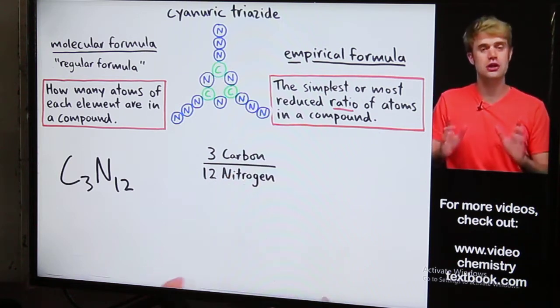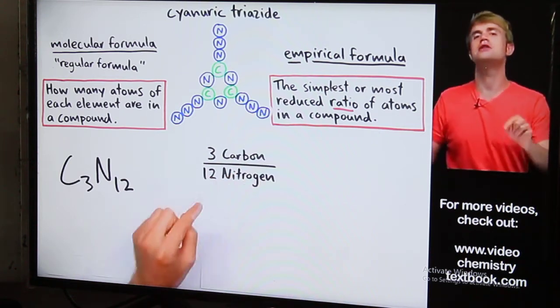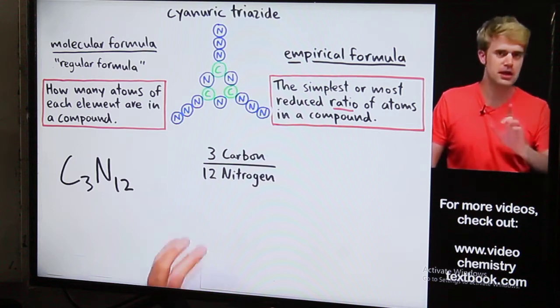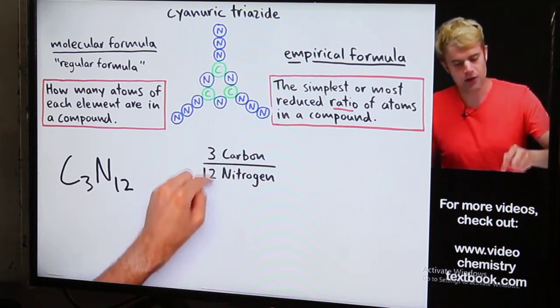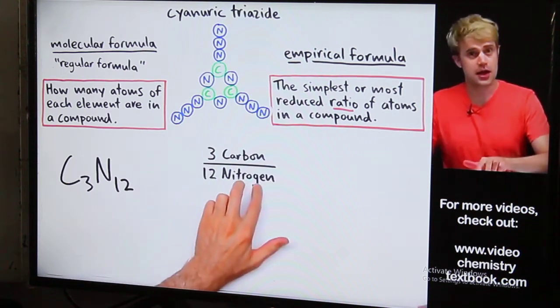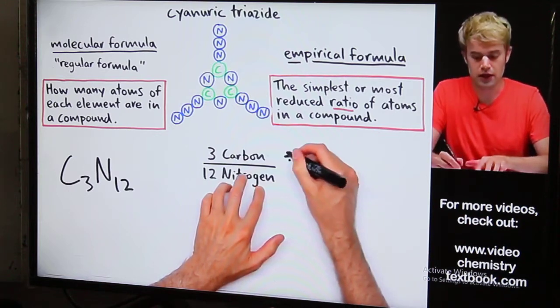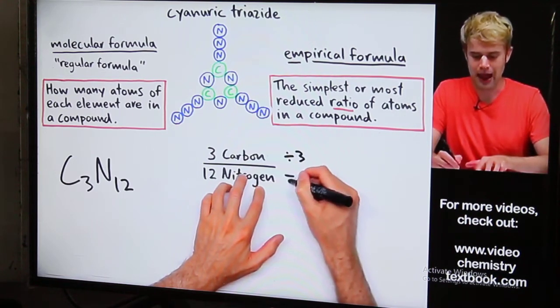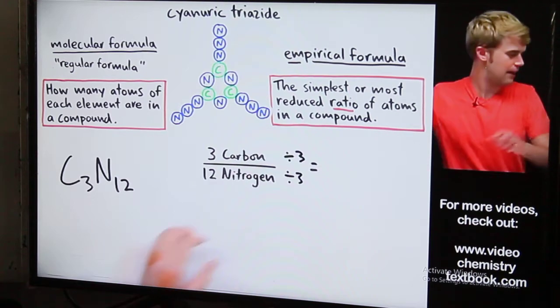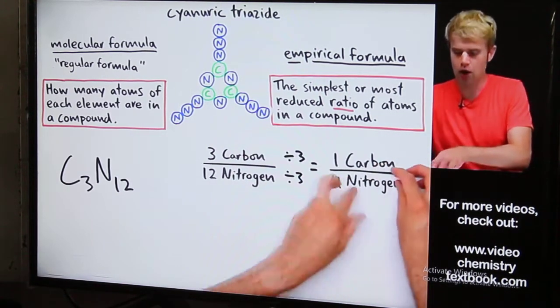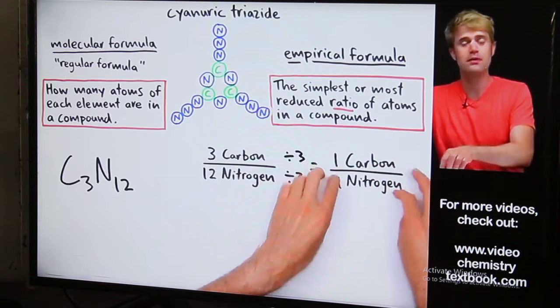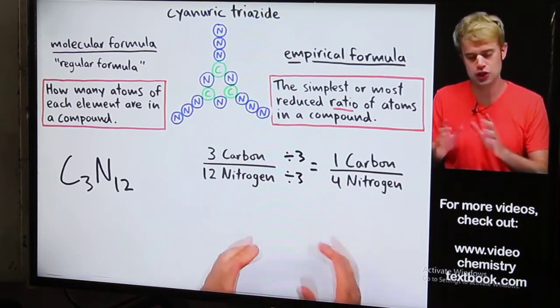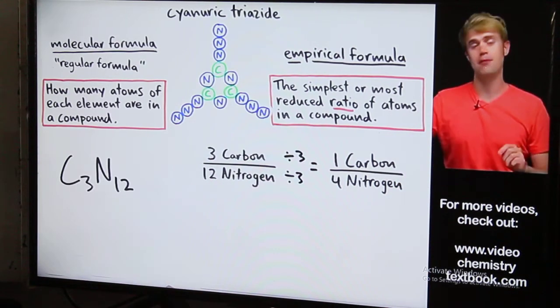And we want to ask ourselves, how can we simplify this as much as possible? What's the biggest number that we can divide both of these by? In this case, the largest number is 3. We can divide both the top and the bottom by 3. And that will give us 1 carbon over 4 nitrogen is the most simplified ratio of elements for this compound.